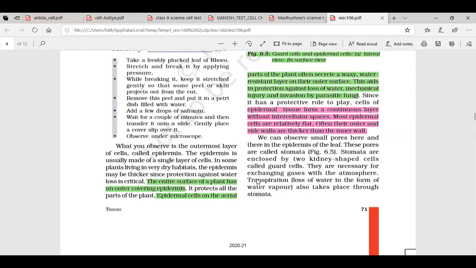Yes, ma'am. Transpiration. So what is the function of stomata? Here this is the stomata part. This is also important. What is stomata and what is the function of stomata?